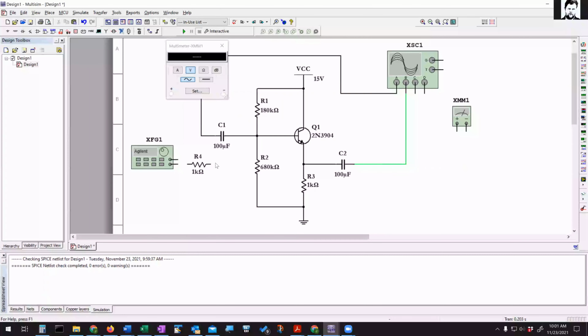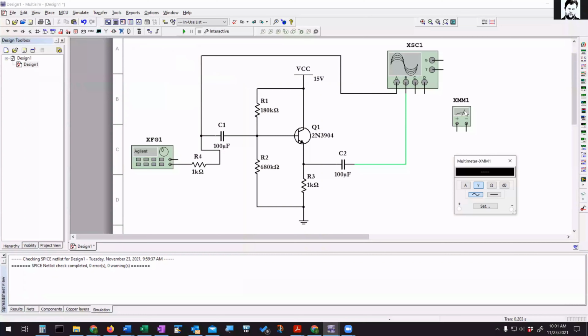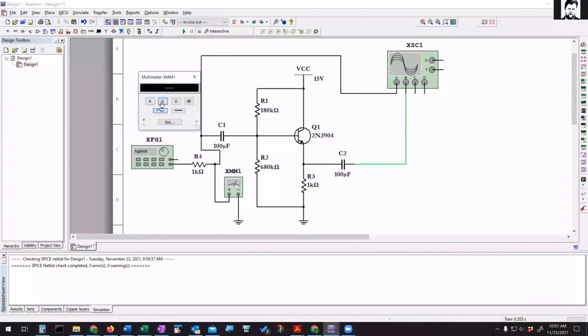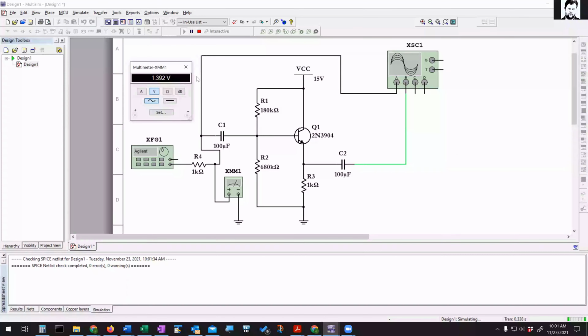Let's do that. If I put that 1K resistor in series, let's measure it. So I want to measure the voltage at that point with respect to ground. So I'm going to connect it like this. I'm measuring the voltage on the left side of the capacitor with respect to ground, with the multimeter on AC voltage mode. Okay, so I'm getting 1.392 with the test resistor. And then if I took that out, I get 1.414.